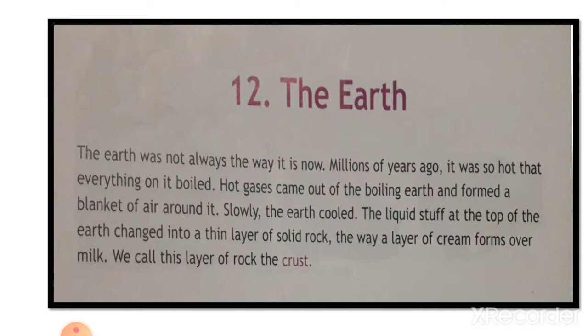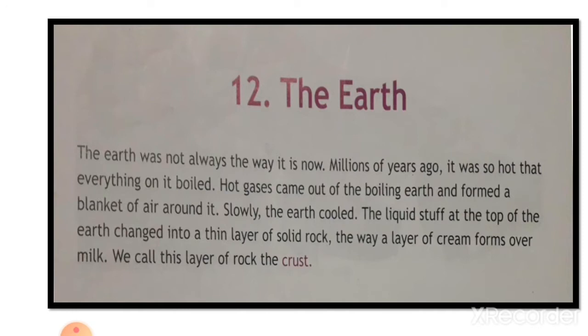The earth was not always the way it is now. Millions of years ago, it was so hot that everything on it boiled. Hot gases came out of the boiling earth and formed a blanket of air around it. Slowly, the earth cooled. The liquid stuff at the top of the earth changed into a thin layer of solid rock, the way a layer of cream forms over milk. We call this layer of rock the crust.